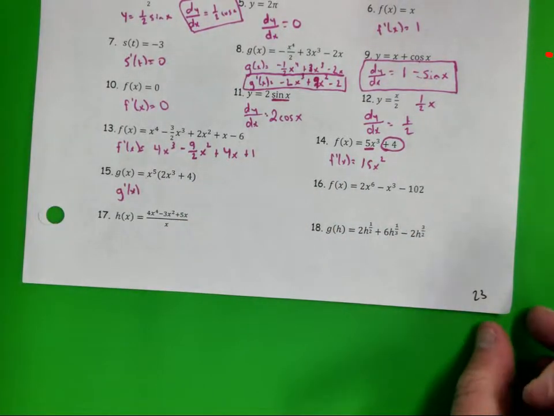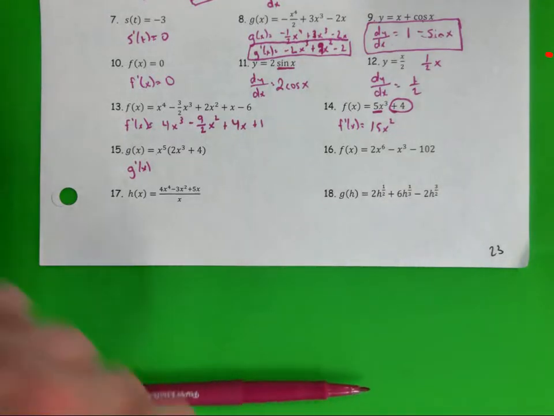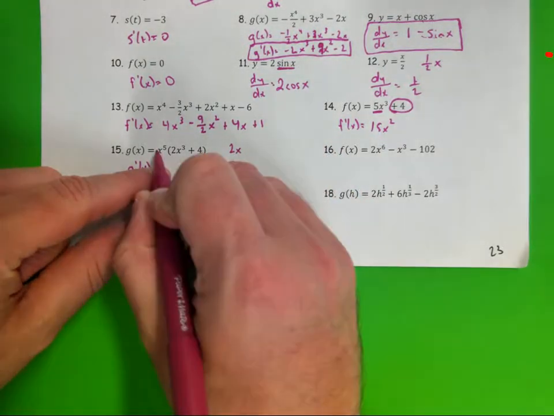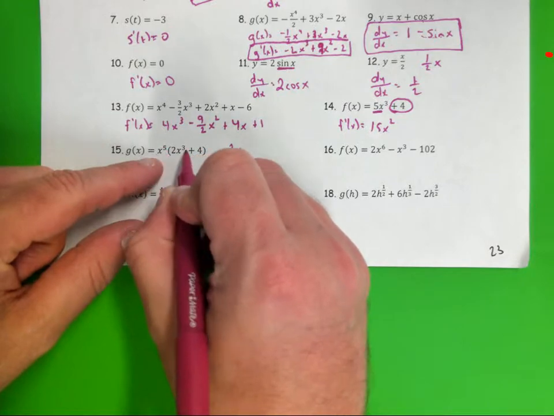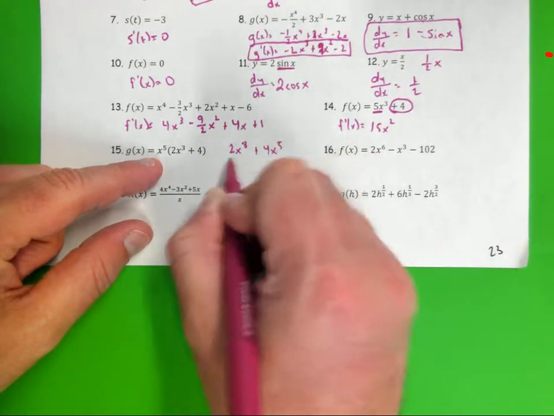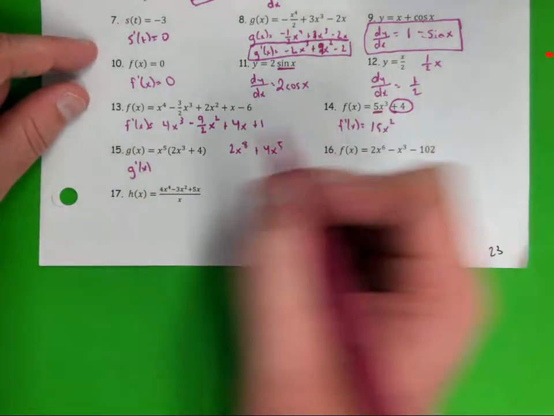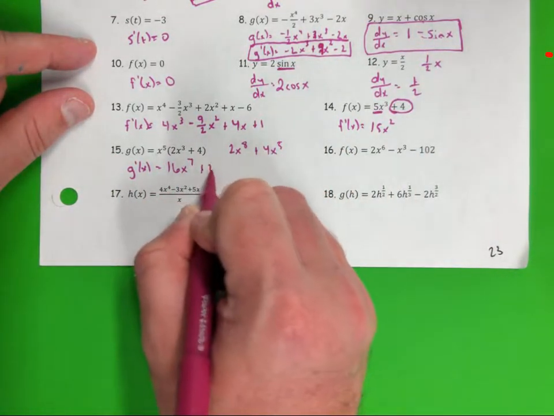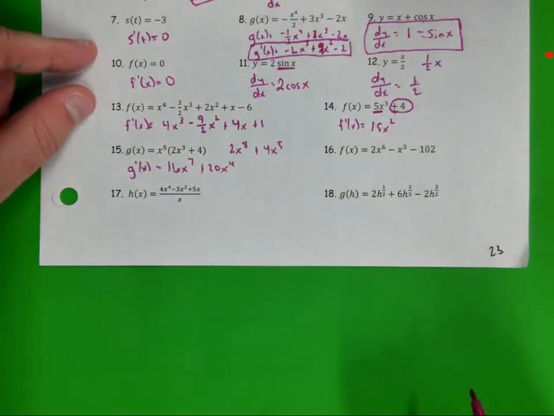Number 15. G prime. Always tell me if you can't see it, okay? Now, what do you think would be smart to do on this one right here? You got to distribute first. You got to distribute before you do anything. So I'm going to come over to the side. That will be 2x squared. When you're multiplying like base, you do what with the exponents? Add. So you're really working with this function right here. So that's going to be 16x to the 7th plus 20x to the 4th.